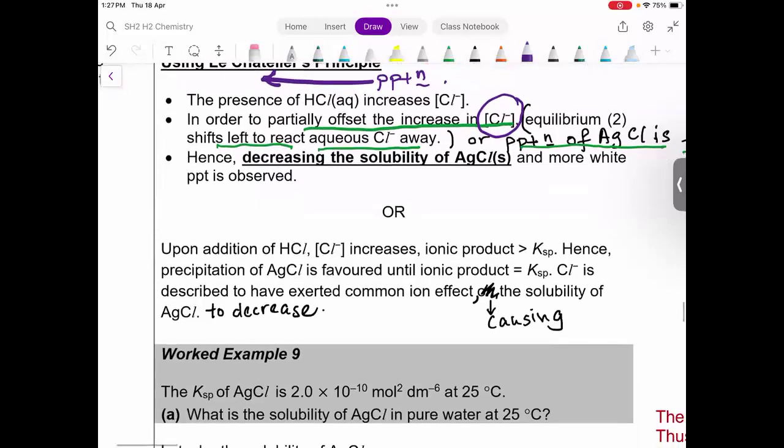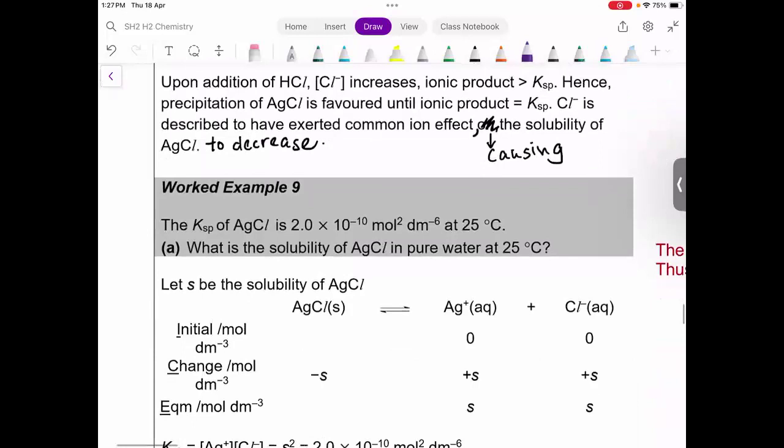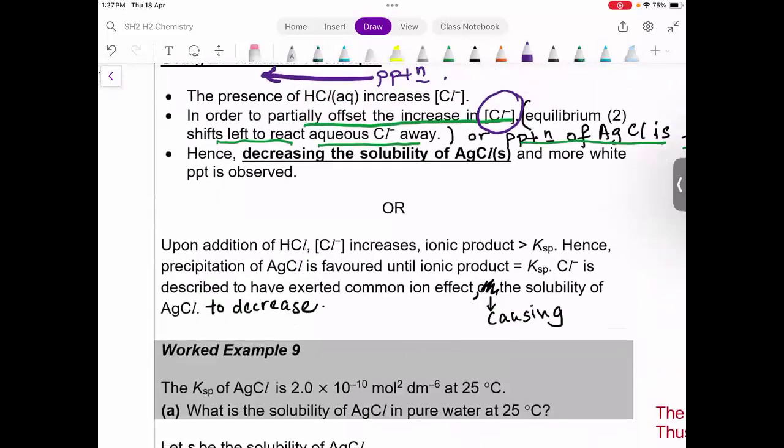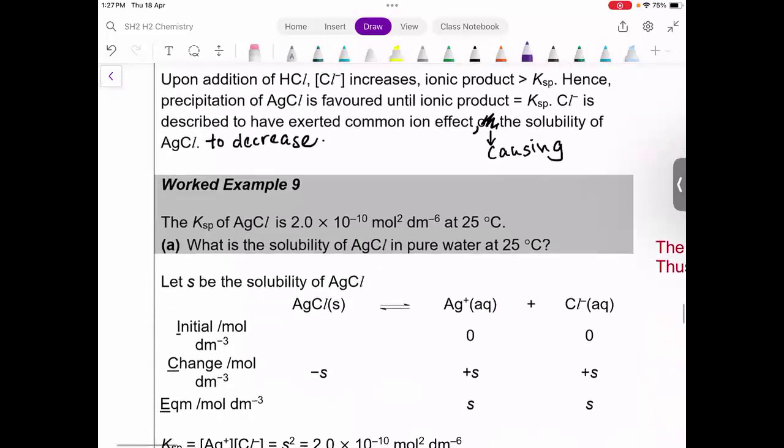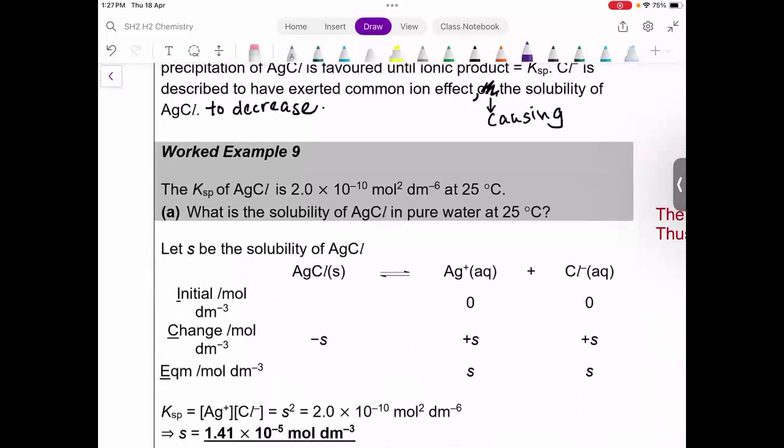Okay, next, work example 9. So far, so good. Let's look at work example number 9. It is divided into 2 parts. In part A, you are asked to determine solubility in pure water. In part B, you are asked to determine solubility in sodium chloride solution. So there's a difference here.